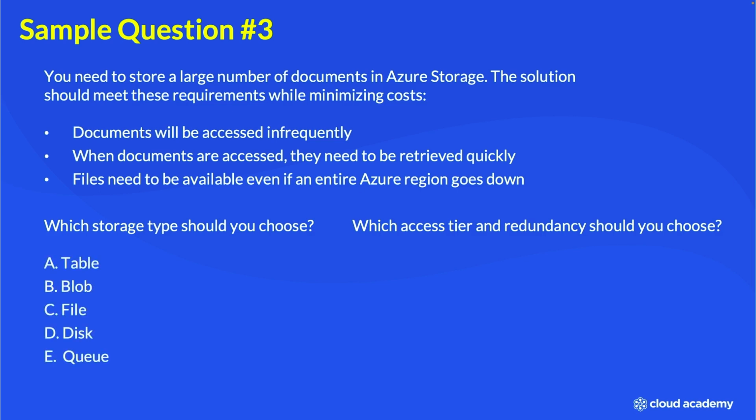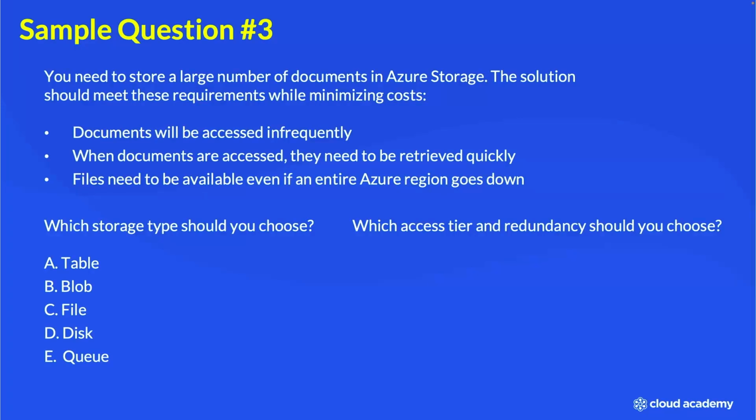For the storage type, we have table, blob, file, disk, and queue. So if you know very much about the different types of storage that are available in Azure Storage, this is a pretty easy question. But there is still a little bit of a tricky part to it. So first of all, we're going to eliminate table, which is sort of like a NoSQL option under Azure Storage. So it's very different from what we need here. Disk is for disks that are attached to virtual machines. Queue storage is something for messaging between software components, so definitely not what we need here. So that leaves blob and file.